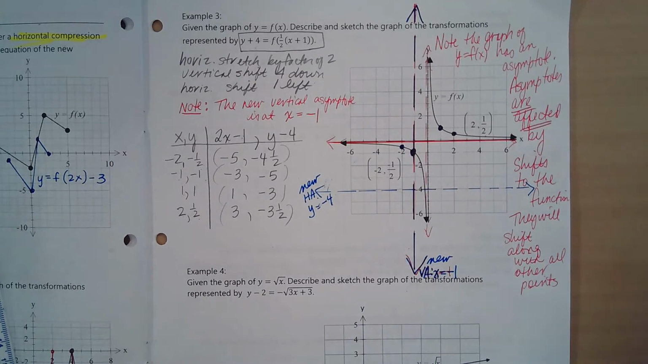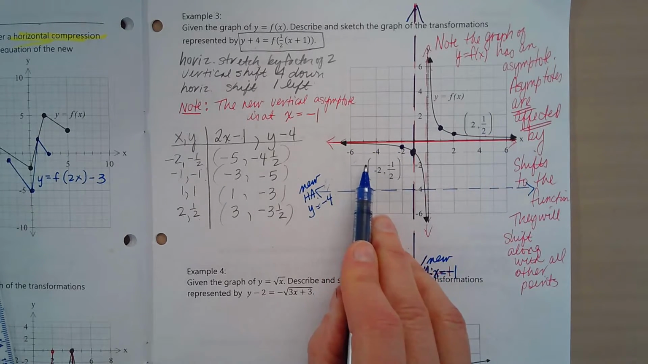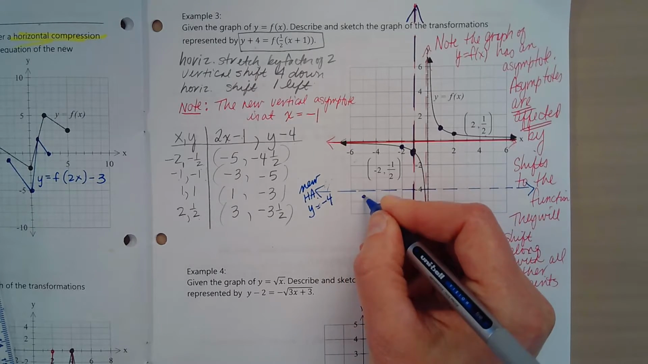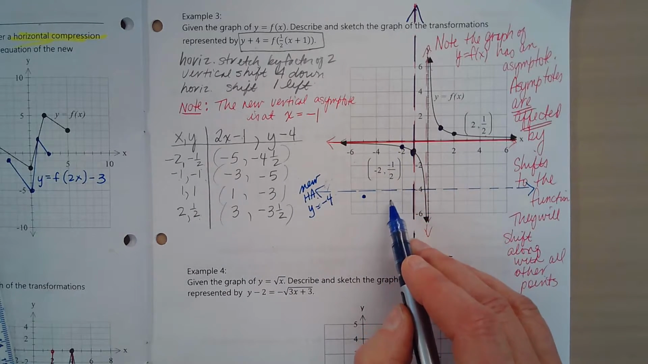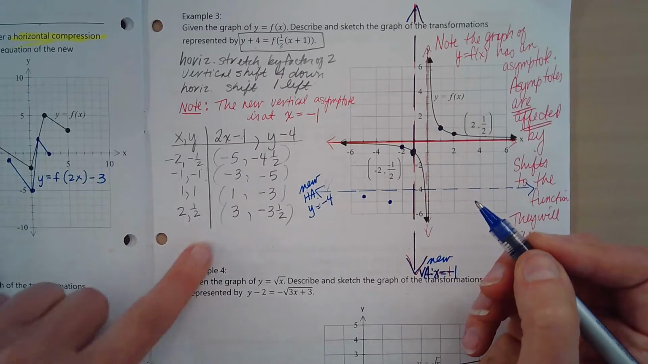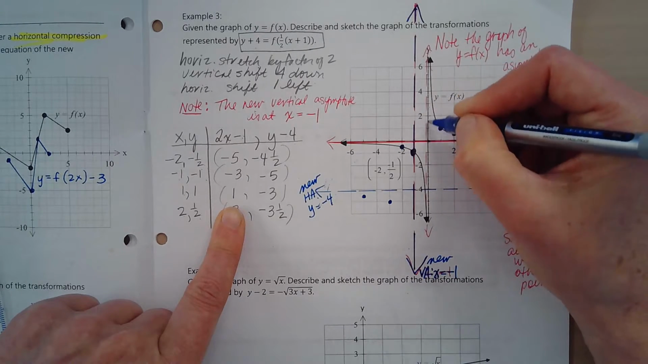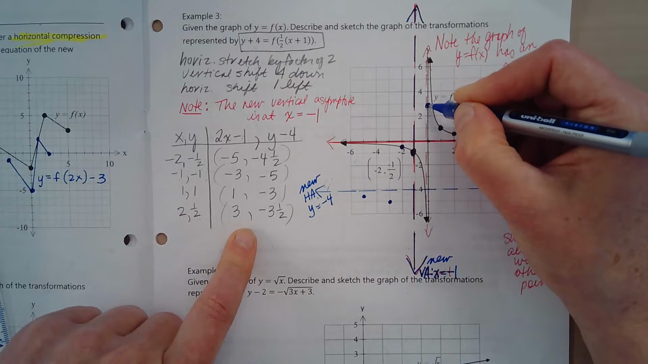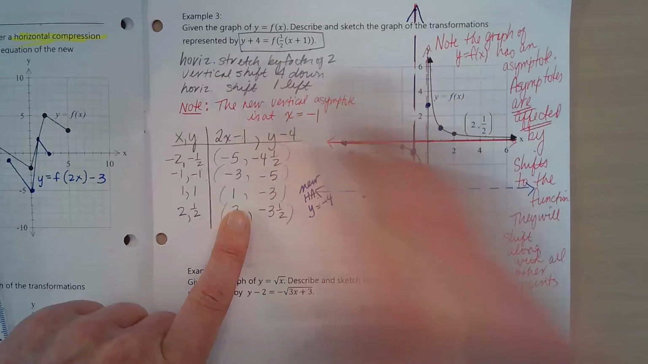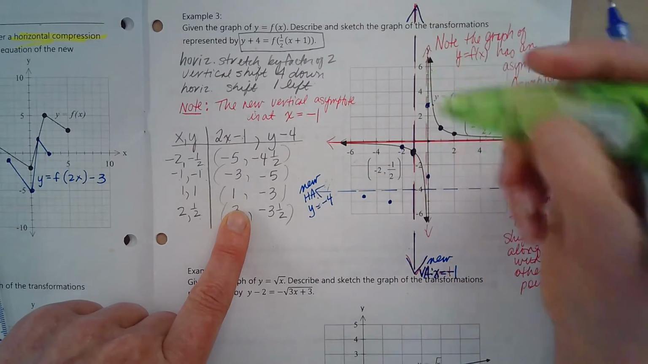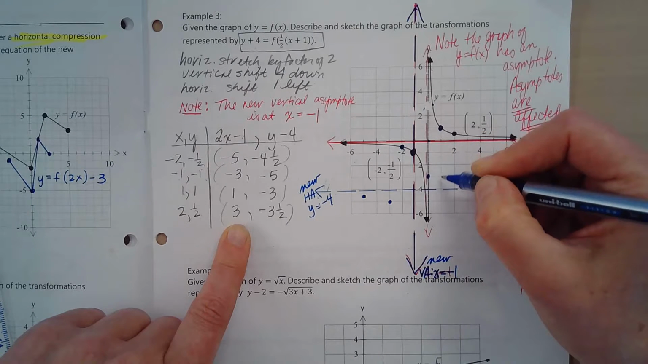So, my new points, negative 5, negative 4.5. So here's negative 5. 1, 2, 3, 4 and a half. Negative 3 comma negative 5. 1, 2, 3. 1, 2, 3, 4, 5. 1 comma 3. Or sorry, 1 comma negative 3. Just scratch this out. This is going to be hard, right? See? A little bit. And 3 comma negative 3.5. 1, 2, 3.